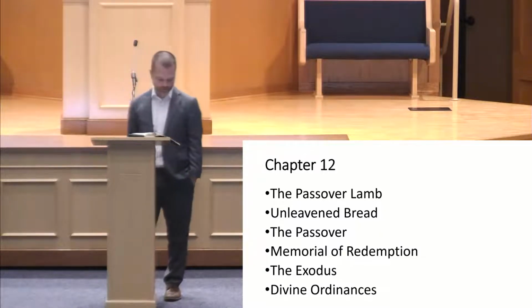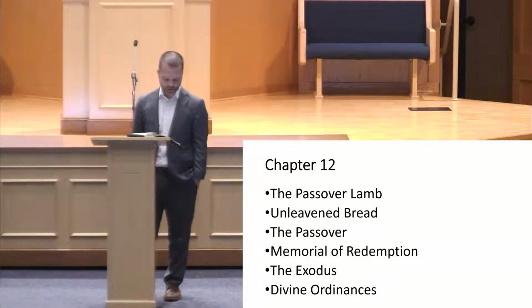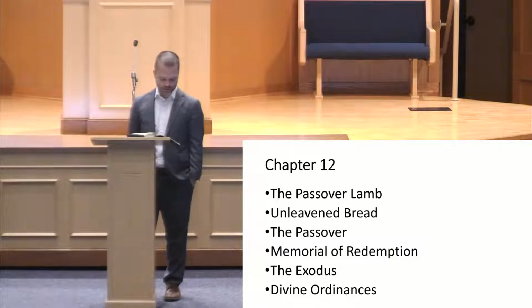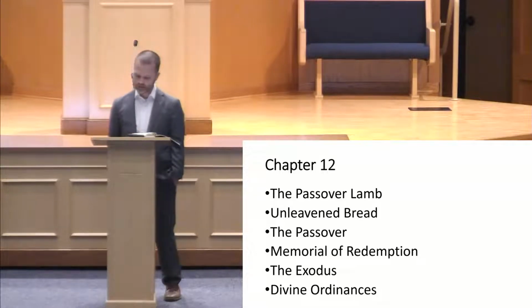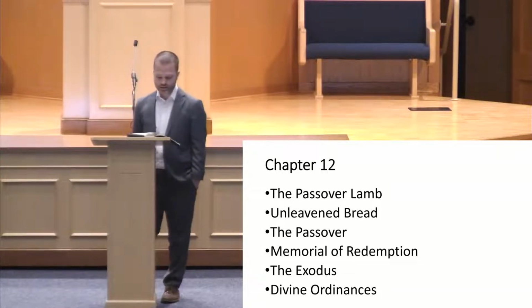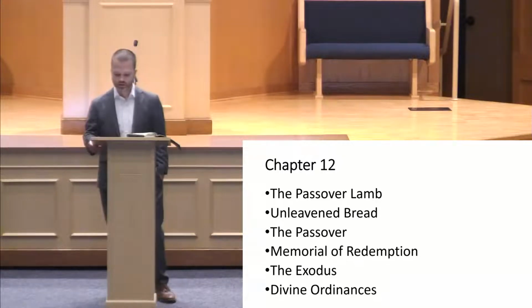Verse 29. Now it came about at midnight that the Lord struck all the firstborn in the land of Egypt, from the firstborn of Pharaoh who sat on his throne to the firstborn of the captive who was in the dungeon, and all the firstborn of cattle. Pharaoh arose in the night, he and all his servants, and all the Egyptians, and there was a great cry in Egypt, for there was no home where there was not someone dead. So the final plague is performed.